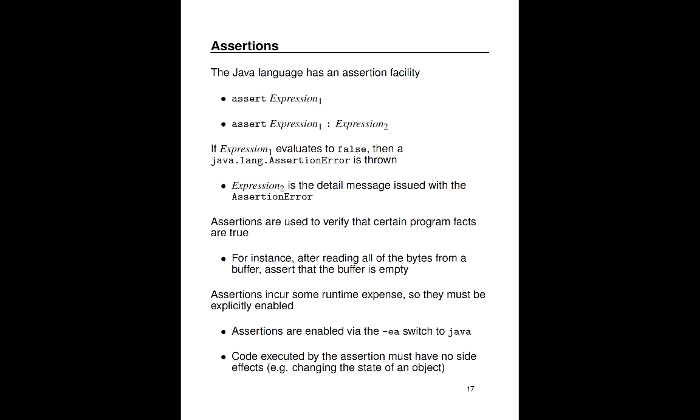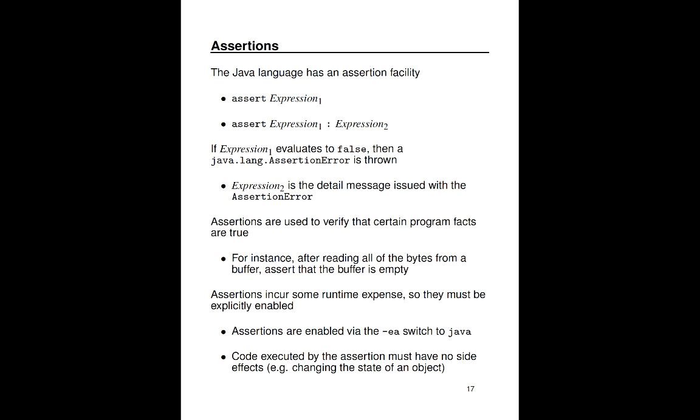Now, you use assertions to verify certain facts that you believe to be true about your program. So, for instance, maybe you've just been reading a bunch of bytes from a buffer, and you want to assert that the buffer is empty, that you've got everything. These are usually internal checks that validate the internal logic of your code, not so much, actually, probably never the external logic or really any validation of user input. You can just use regular exceptions for that.